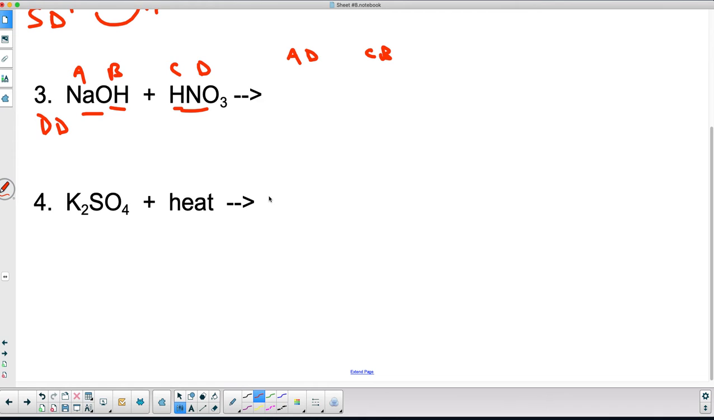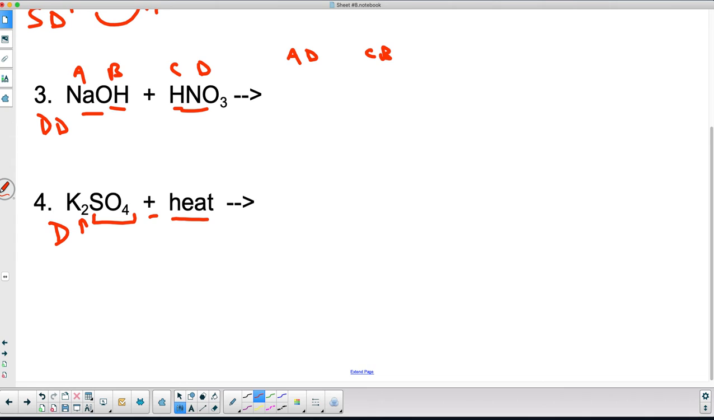Number 4 is, again, a plus heat. So that means automatically this is a decomposition. And then, again, I'm looking to see what it says for sulfate. So the negative part is what tells us what type of decomposition it is. And then I check to see if it's a group 1 or group 2 metal. Okay, I recommend that you give those a try.